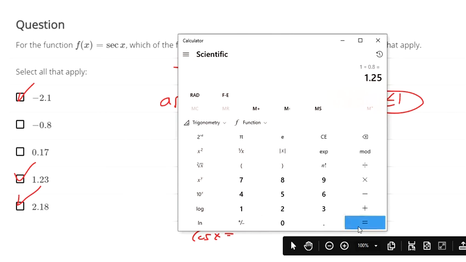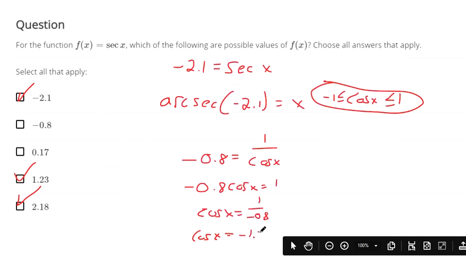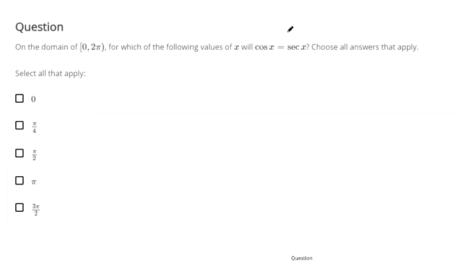negative 1.25, which isn't possible, right? Because of the amplitude. The amplitude's 1. It's not going to go beyond negative 1 on going to the left. So that's why this one's not possible. One last one for this type.